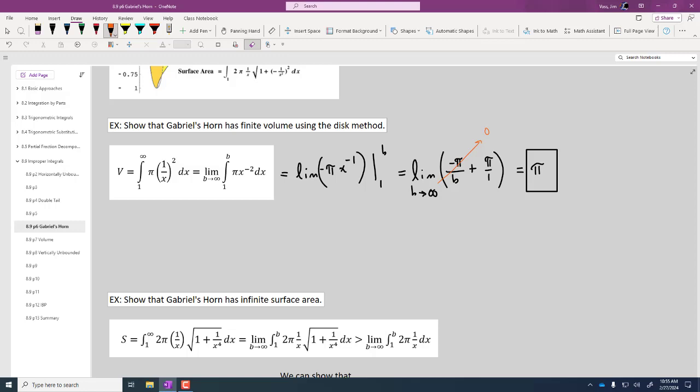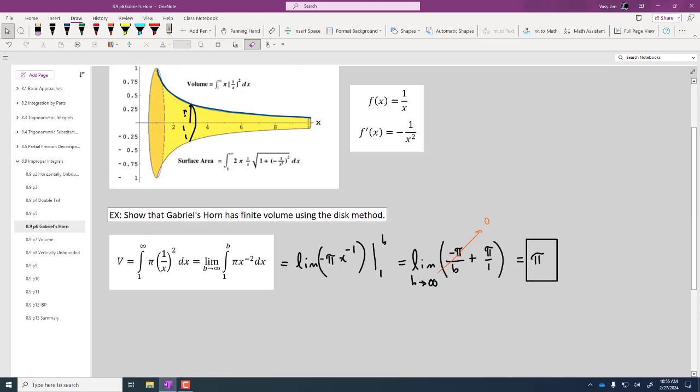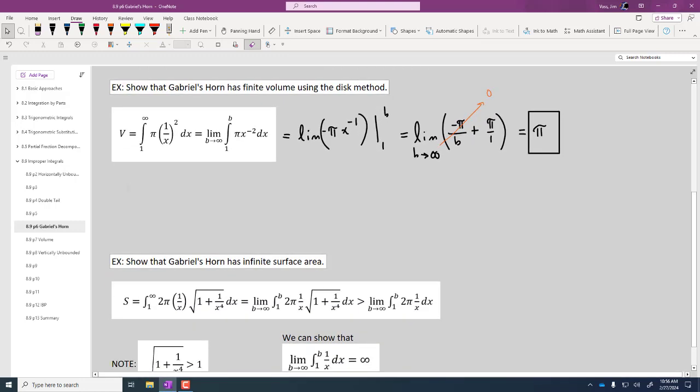All right, any step there on the volume that you are not sure about? So disk method, pi r squared is the area of a disk. The radius of the disk is given by this blue function here. The function is 1 over x. So we square 1 over x, we get 1 over x squared. Integrate, we end up with pi. So finite volume. Surface area, a little more complicated.